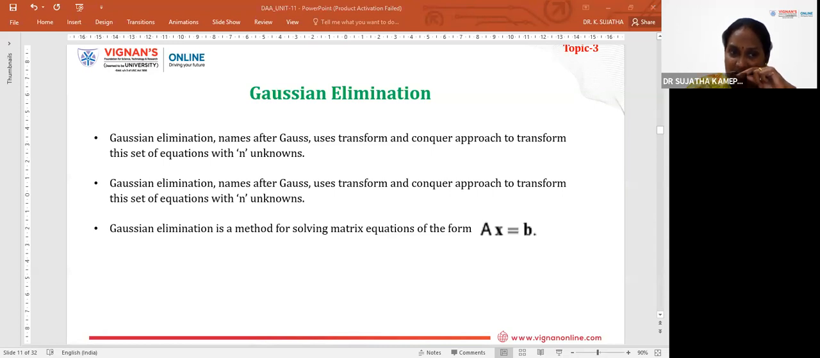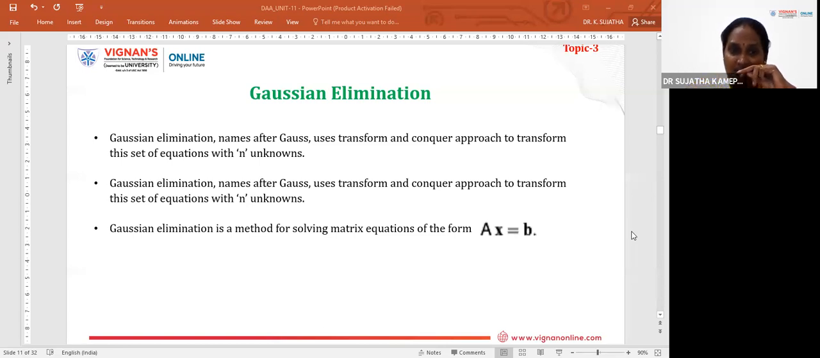So coming to Gaussian elimination, this method uses the transform and conquer approach to solve a set of equations. So here you are given a set of equations. For solving that set of equations, this Gaussian elimination method uses the transform and conquer method. Additionally, it can be used to decompose matrices also. Matrix decomposition is useful to find the inverse of a matrix and the matrix determinant.